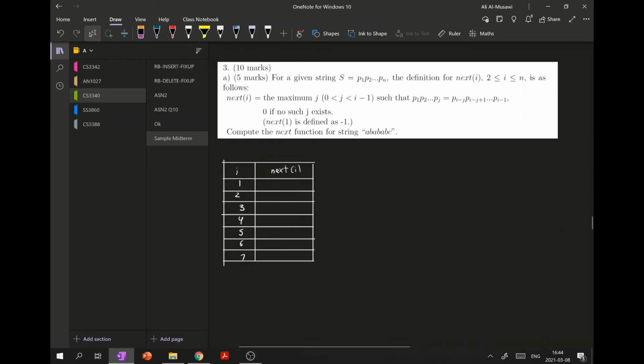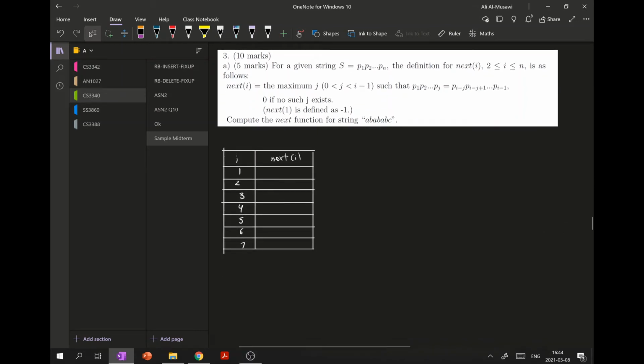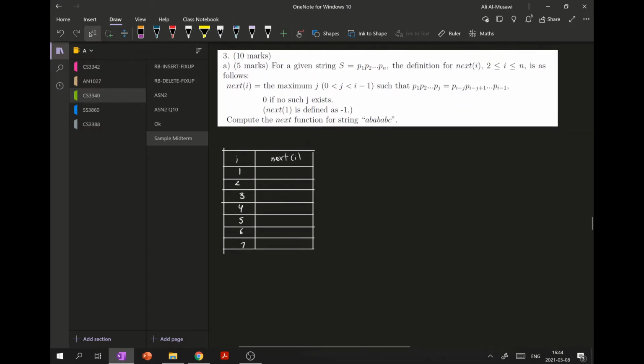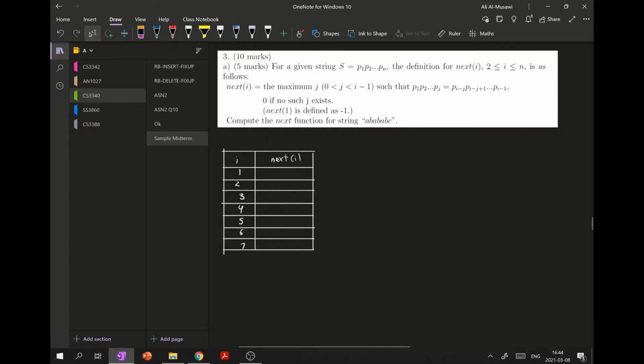Welcome to question 3a for the sample midterm of CS3340B. This is in fact a remake of an old video that had an incorrect solution, where I used the algorithm in the slides for the KMP algorithm. Thanks to Matthew and Adroya, who pointed out that this is not the same algorithm. There are a bunch of differences. You can see that the indices are tweaked, and this actually yields different results. So this is a remake of the solution.